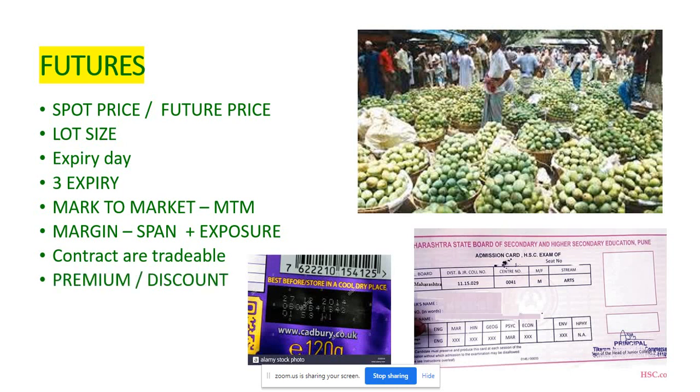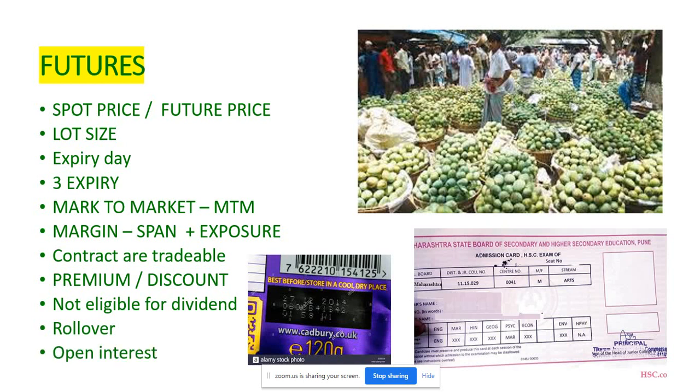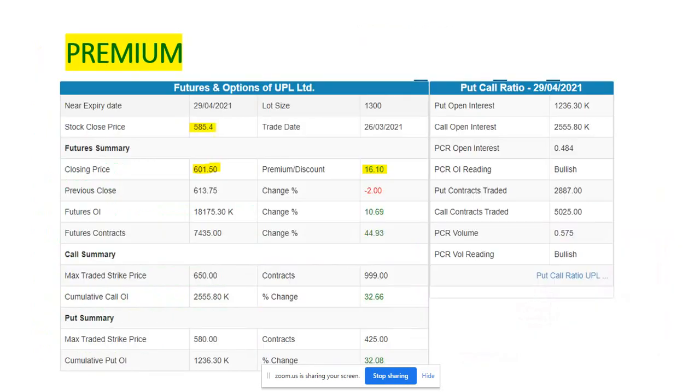So contracts are tradable. Futures can be either in premium or in discount. What is premium and what is discount, we will see with a clear example. Since you are buying a lot size, say of Tata Steel, you will not get the dividend because we are not holding the underlying. Another thing is, whenever the contract is nearing expiry, we have an option to roll over. The number of contracts which are open, with millions of people buying and selling, is called open interest. These are all small terms.